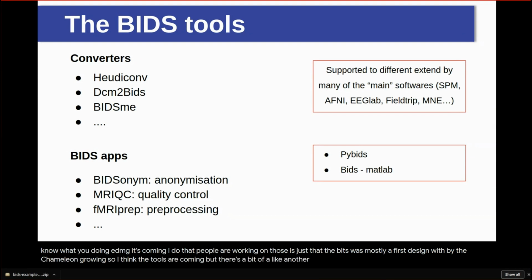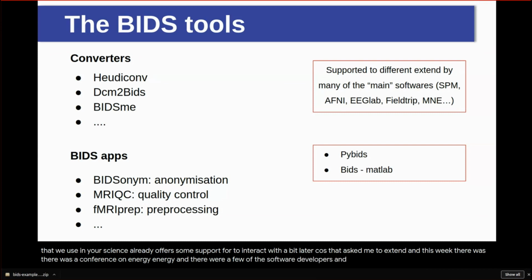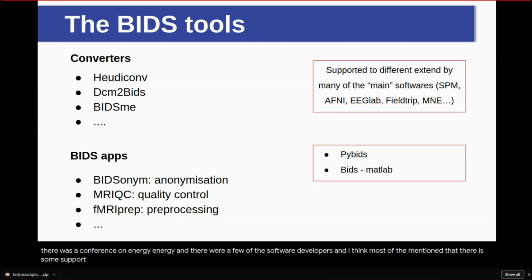Another simple reason why you might want to organize some of your data as BIDS is that even the main software that we use in neuroscience already offers some support to interact with BIDS data sets. So SPM does that, AFNI to a certain extent. And this week there was a conference on EEG and MEG, and there were a few of the software developers, and I think most of them mentioned that there is some support for BIDS data sets in the software that they have.